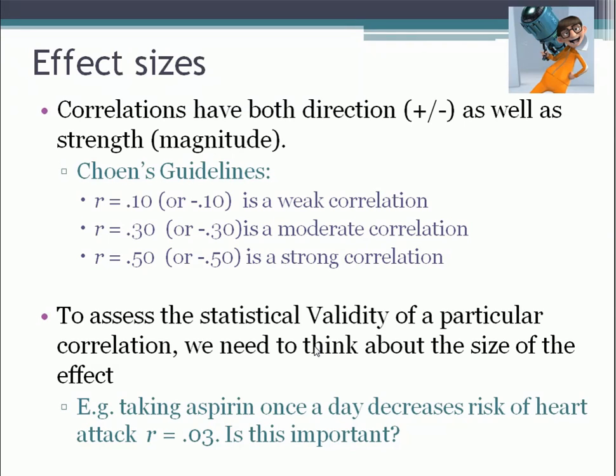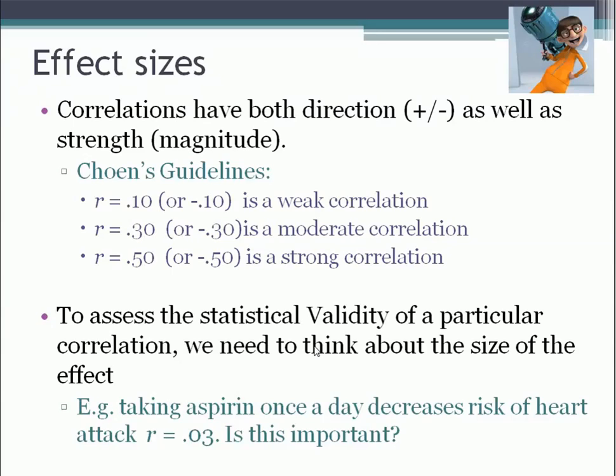So let's say we find that taking aspirin once a day decreases risk of heart attack among people ages 45 years and older with heart disease, and the correlation is 0.03, right? Is this an important correlation? I would probably argue that it is. It's a weak correlation, right? Objectively, it's a very tiny effect. But because we're talking about decreasing risk of heart attack, this might be important. It might be meaningful.